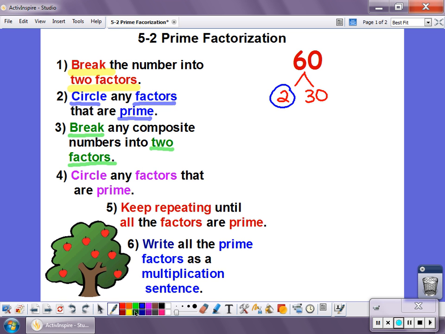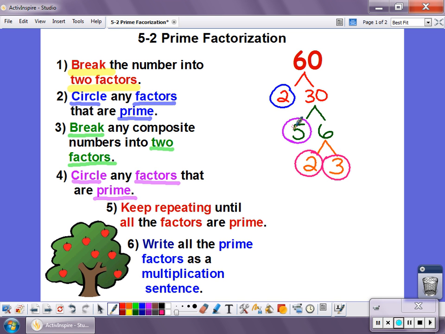So I'm going to take this factor of 30 and break it into two other factors. I know 30 is 5 times 6. I also know that because 5 is a prime number, my next step is to circle that. So I'm going to circle any prime factors I had, which is 5. 6 is not prime, so I'm going to keep repeating these steps where I break it down, and then I circle my prime factors until I get all prime factors. And I know 6 can be broken down into 2 times 3. I also know that both of those numbers, 2 and 3, are prime, so I'm going to circle those.